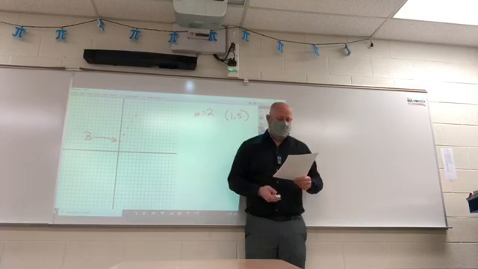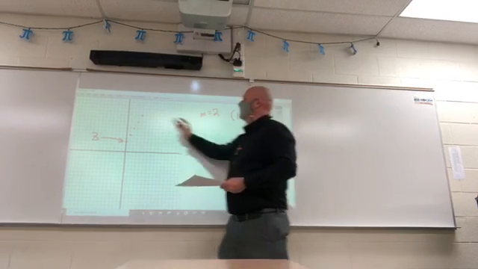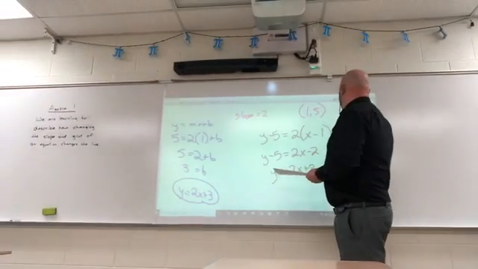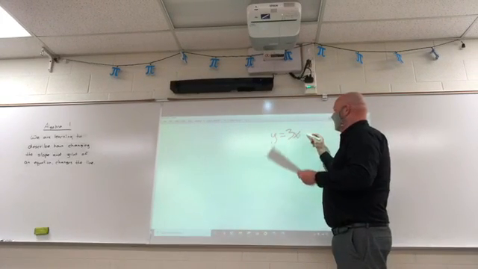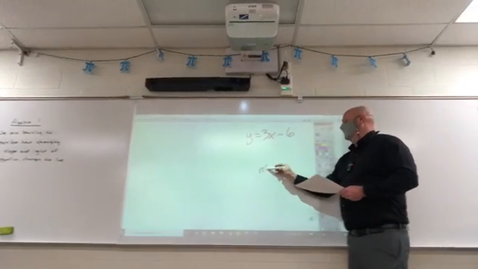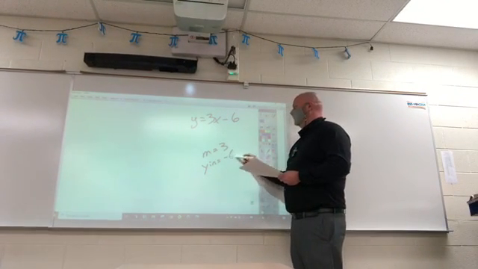How about number 3? What is the slope and the y-intercept of y = 3x minus 6? This one, I don't think very many people struggled with. What's the slope of this one? 3. What's the y-intercept? Negative 6.